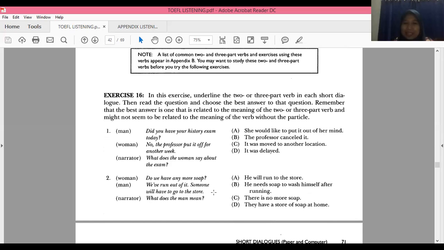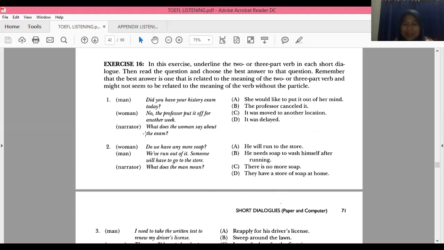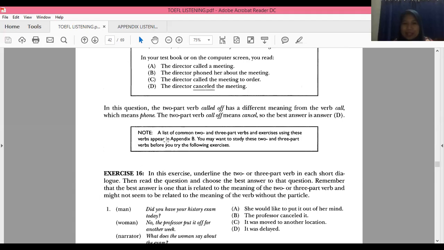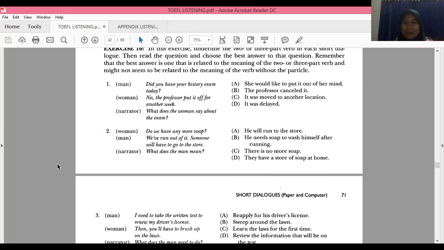Okay, let's have a check for exercise 16. There are three numbers here. Please underline the two and three part verbs. Underline the two and three part verbs, then answer A, B, C, or D. You do it first. Number 1 until 3.